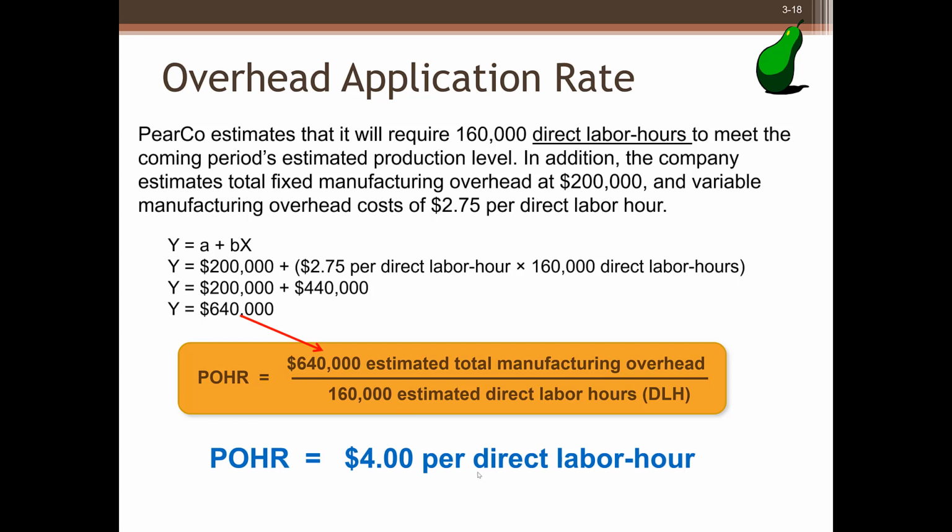Keep in mind, predetermined overhead rate is for manufacturing cost. For each unit of allocation base, manufacturer overhead cost is $4. And specifically here, for each direct labor hour, MO cost is $4.